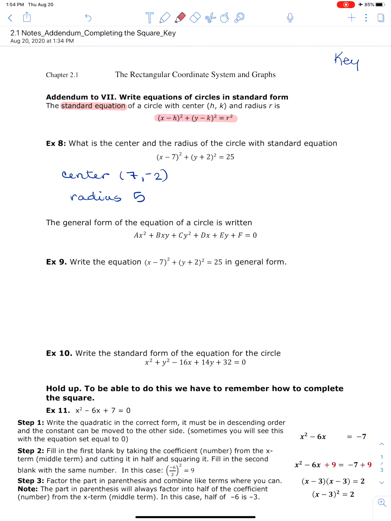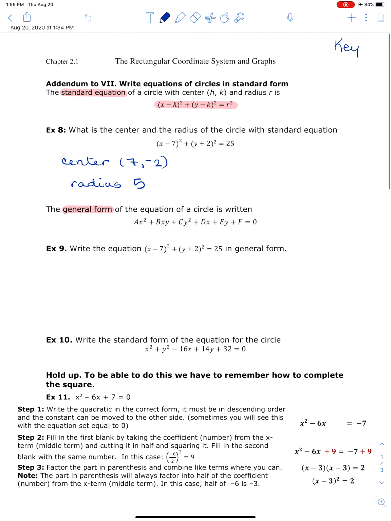Sometimes, though, we want it in general form. Typically, standard form gives us more useful information, but sometimes you may see it in general form. So let's talk about the differences. General form pretty much just has everything multiplied out. I don't have any sort of binomial being raised to a power.